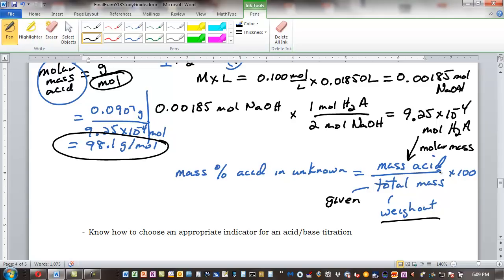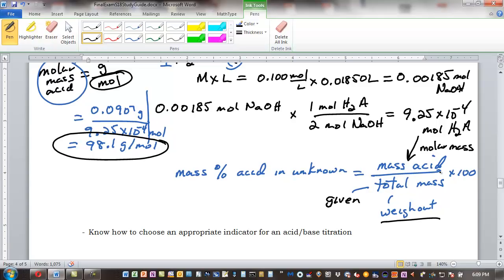You would still do molarity times liters to get moles for the base. You would then do the mole ratio to get the moles of acid, and then you'd have to use the molar mass to get to the mass of the acid, and then divide that by the mass of the sample. Okay, they're very similar. It's just a little bit different in how you solve for it.